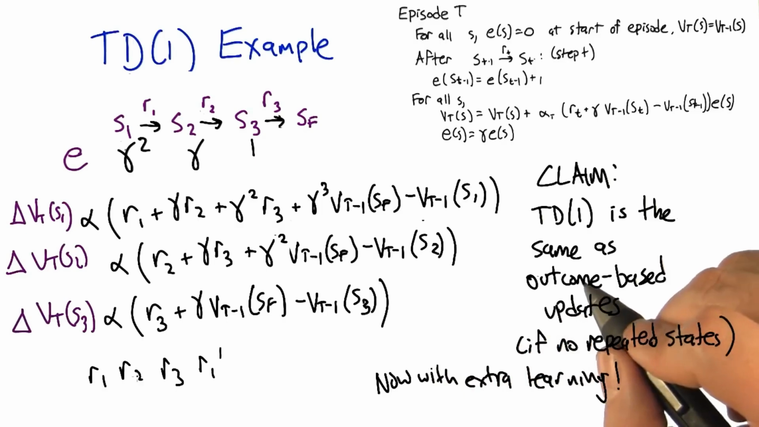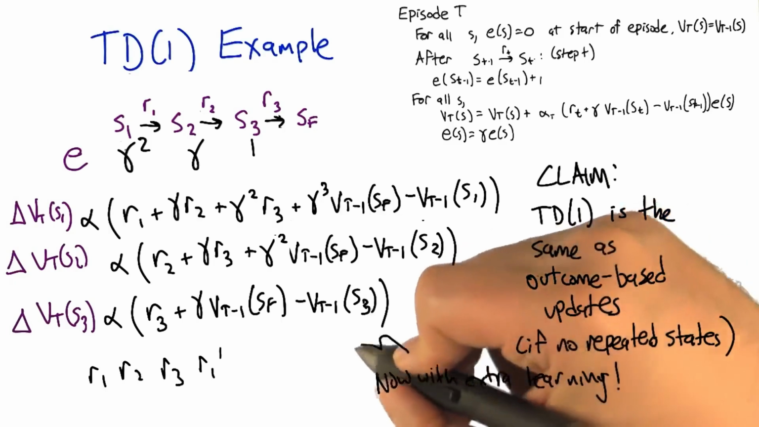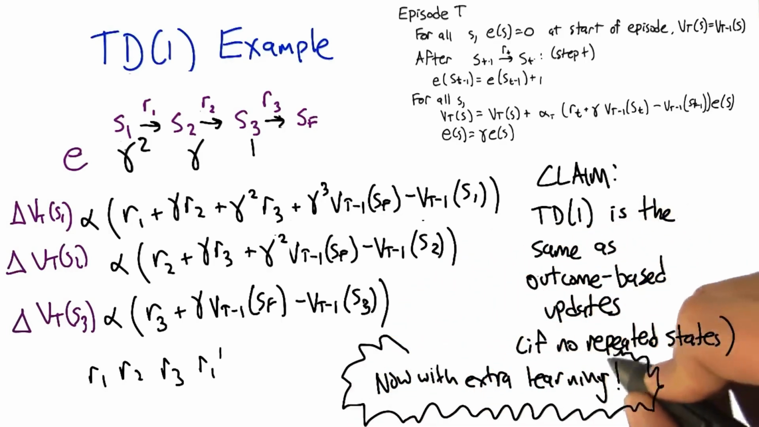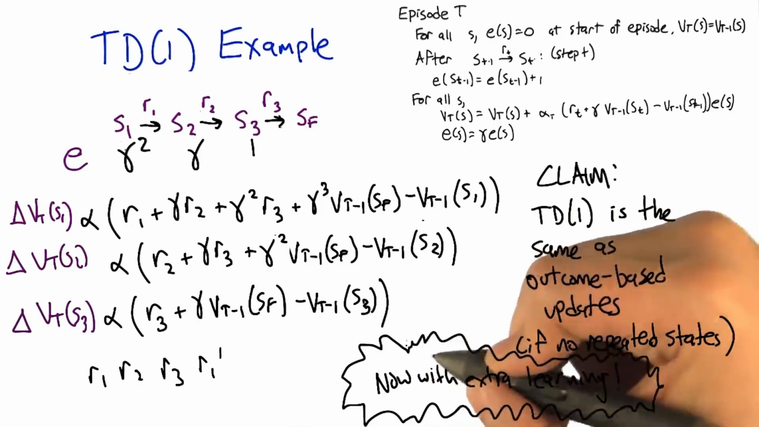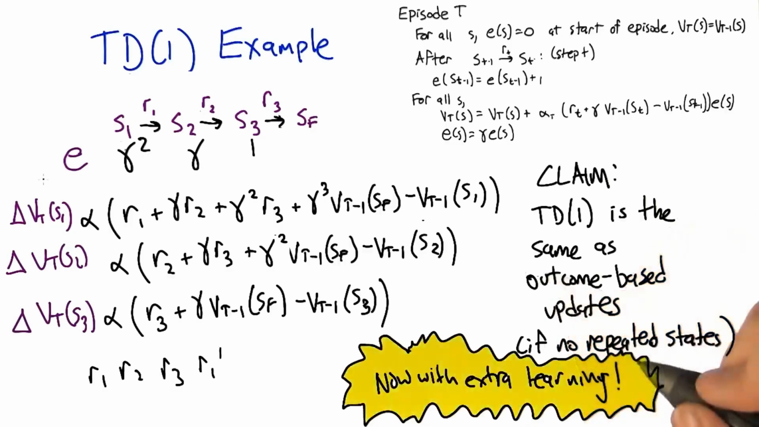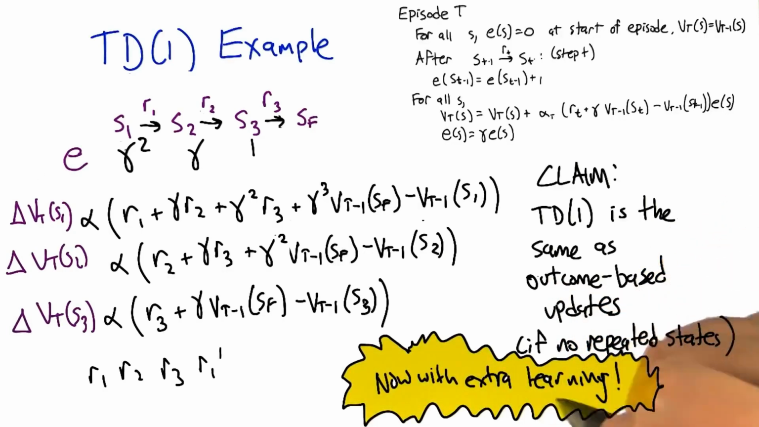So what this TD1 update lets you do is, when you see S1 again and you back up its value, you've actually captured the fact that last time you were in S1, you went to S2 and saw reward R1. Right, exactly. So it's like the outcome-based updates now with extra learning, or inside-the-episode learning. I like it. Beautiful. So is that better? Let's say yes. Excellent. That makes me feel good about myself.